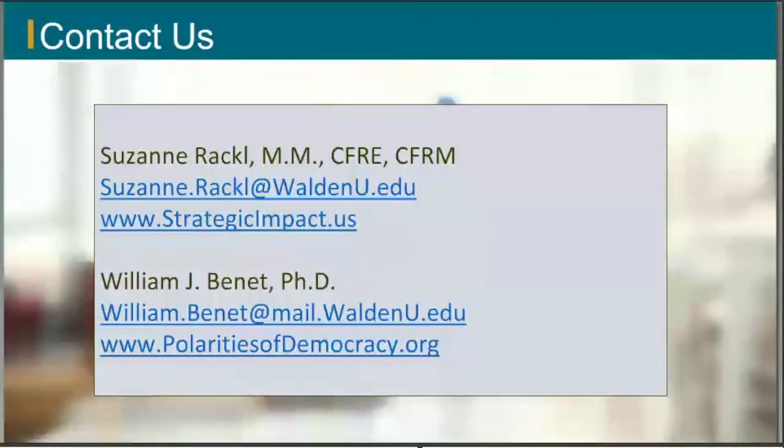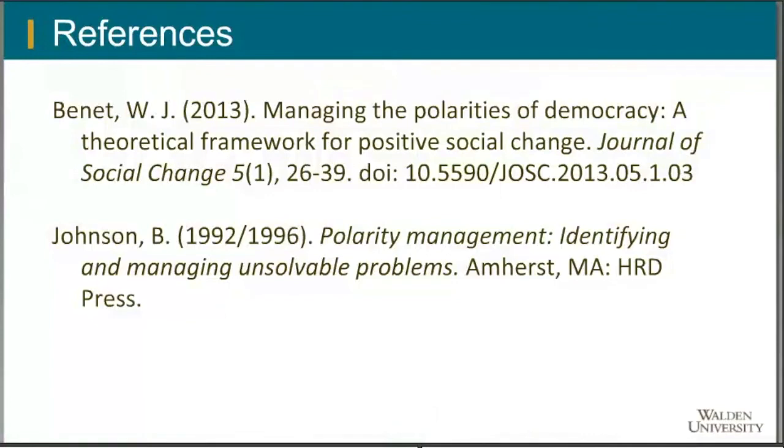Dr. Benet and I hope that you have gained an understanding of the role of theory from both an academic research perspective and practitioner application in social change work. And I hope that you've learned the basics of Polarities of Democracy Theory to achieve positive social change and the potential for applying it at the research, project, community, or societal level. I will make sure that we show you the references, and again, I would encourage you to check out Dr. Benet's article. And with that, I'll turn it over to Dr. Schultz.